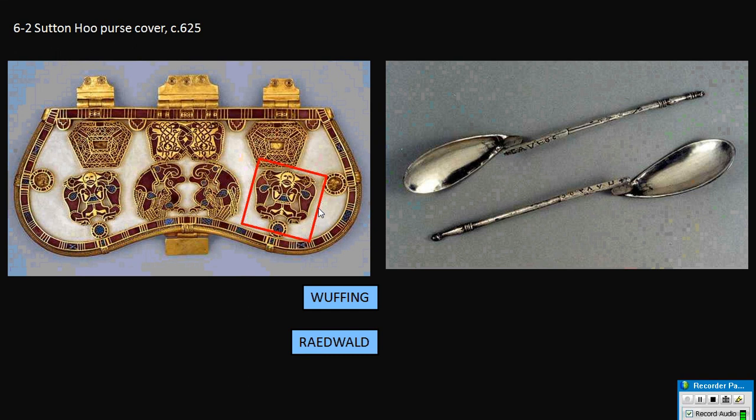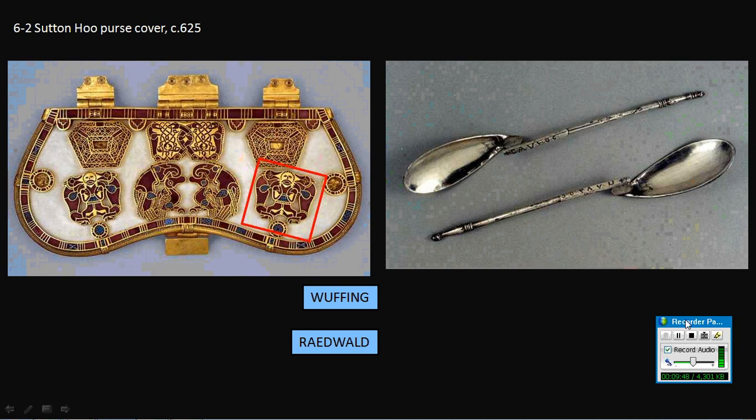And among the Wuffing family, only Redwald was known to have converted, and he lived around the same time as the coins that were found in the purse. So this is pretty good evidence that, in fact, this was his burial site.